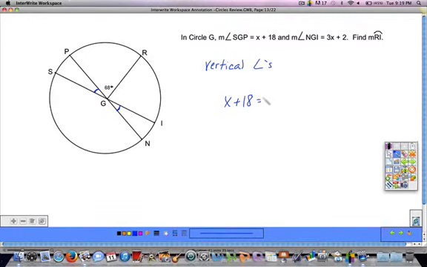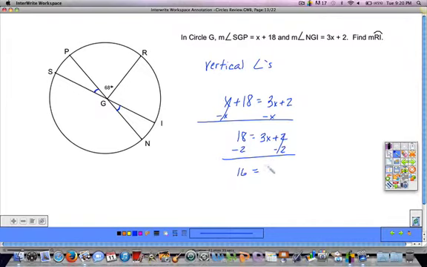So x plus 18 must be equal to 3x plus 2. Subtract x from both sides. 18 equals 3x plus 2. Let's subtract 2 from both sides, so 16 equals, oh, you almost got me. That's not 3, is it? Going too fast. 3x minus x is what? 2x. You probably had that right and thought you were going to get some extra credit on your test.